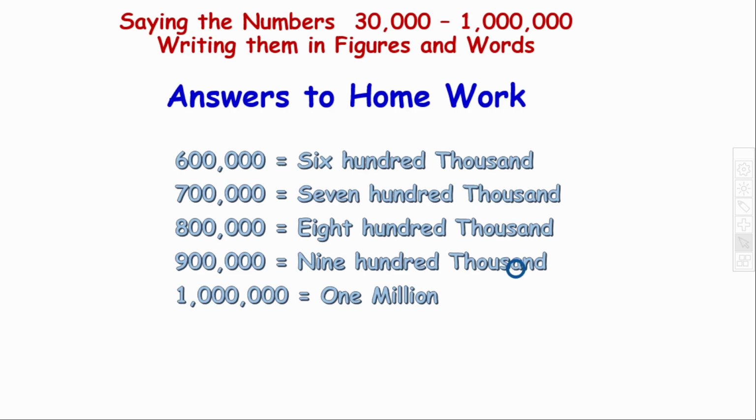Remember in the last class, I gave some home tasks on writing 30,000 to 1 million in figures and in words. These are the answers to the home task. We have 600,000, 700,000, 800,000, 900,000, and 1 million. Now written in words. So try to check this with the answers that you've written already and see if you got it right. Now let's jump into the topic of today.